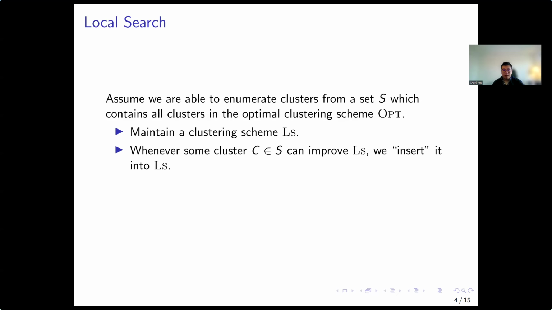Here by insert, I mean we grab these vertices from their original clusters and we create a new cluster for them. We do this until no clusters in C can improve our solution, which means no cluster in the optimal solution can improve our solution. This is the only property we need for the future part.